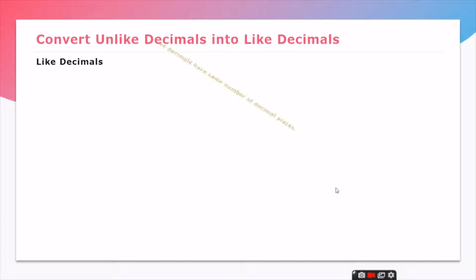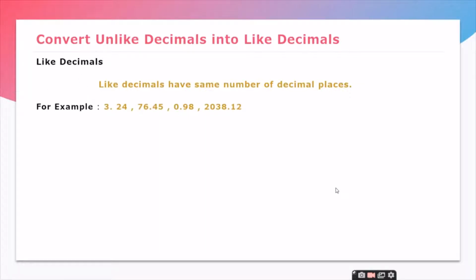Like decimals have the same number of decimal places. For example, 3.24, 76.45, 0.98, 2038.12. In all these numbers we have the same decimal places. We have two decimal places in all these numbers. So these numbers are like decimals.